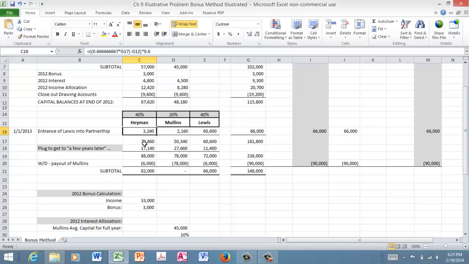So then what I did next on row 17 is just strike a balance, and you can see Lewis remains at $60,600. Now I've got this, if you want to call it a bonus allocation between Heyman and Mullins, of Lewis's entry into the partnership, that causes their capital accounts to increase.